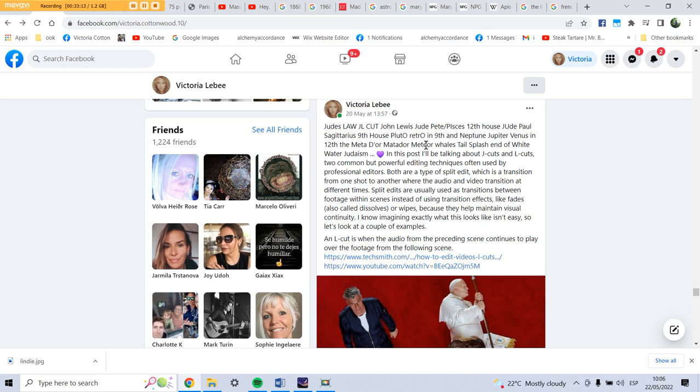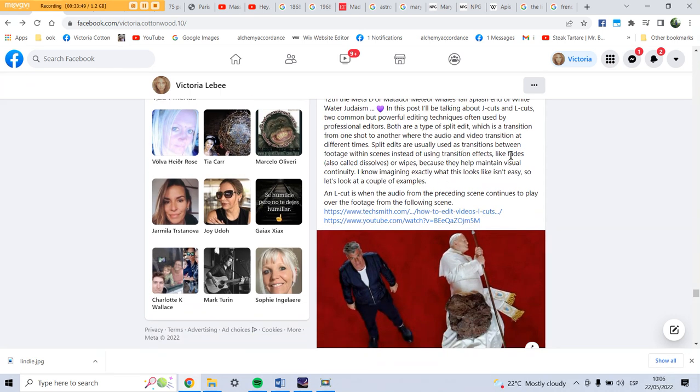The Matador, Meteor, Meter, Whale's Tail, Splash, End of White Water, Judaism, and this is about the J-L cut. Two common but powerful editing techniques often used by professional editors. Both are a type of split edit, which is a transition from one shot to another where the audio and video transition at different times. Split edits are usually used as transitions between footage with scenes instead of using transition effects like fades, also called dissolves or wipes, because they help maintain visual continuity.